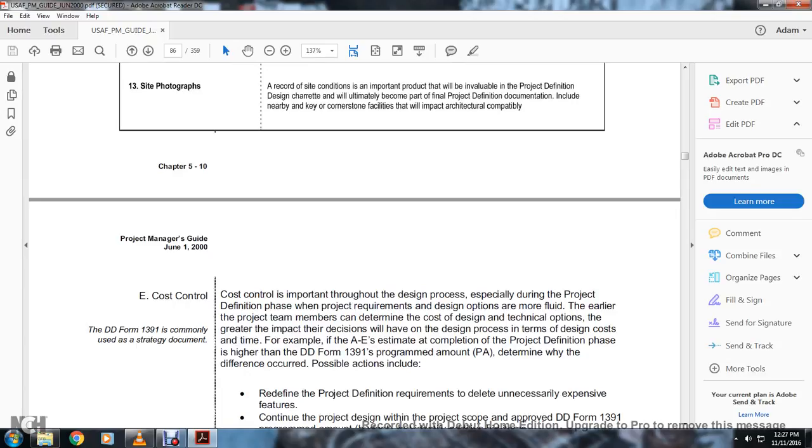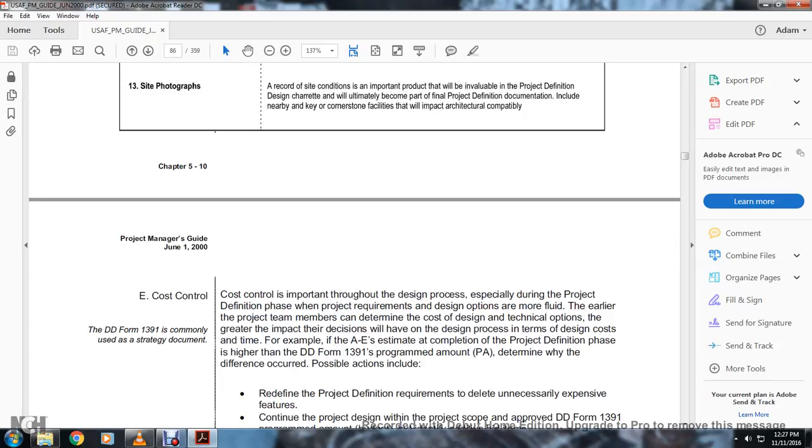The cost control. The cost control is important throughout the design process, especially during the project definition phase, but when the project requirements design options are more fluid, the earlier project terms can be determined with the cost design technical options, the greater the impact the decision will have on the design process in terms of design costs and time. For example, the architectural engineering estimate completes the project definition phase is higher.